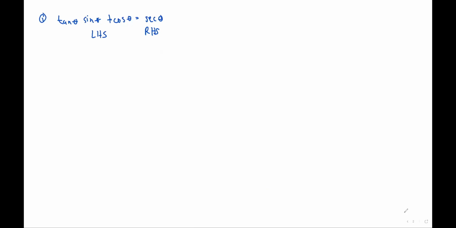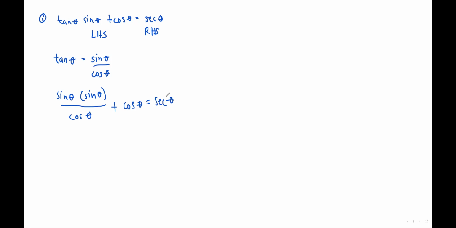Sabi ko sa inyo guys, madaming way to solve this one. Pero, ayan, hanapin nyo lang kung paano. Okay? So, tan theta is equals to sine theta over cosine theta. So, substitute natin ito ngayon sa equation. So, magiging sine theta all over cosine theta plus cosine theta is equals to secant theta. Okay? Magiging ganyan na siya, di ba? So, next.